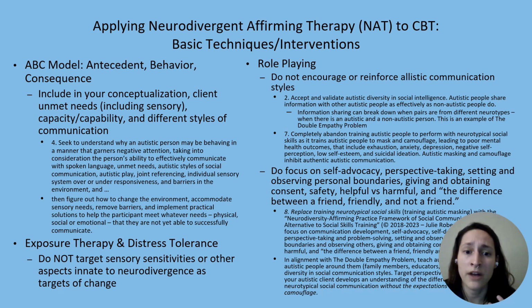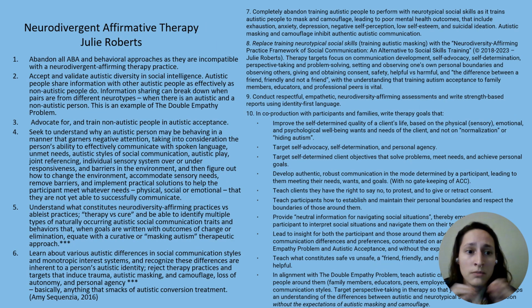Autistic masking and camouflaging inhibit authentic autistic communication. And so when we encourage them to act within those frameworks, we're actually making worse a lot of the mental health struggles that we're trying to reduce. Instead, do focus on self-advocacy, perspective taking, setting and observing personal boundaries, giving and obtaining consent, safety, helpful versus harmful, and the difference between a friend, friendly, and not a friend. These are more in depth of the 10 principles that we started with.